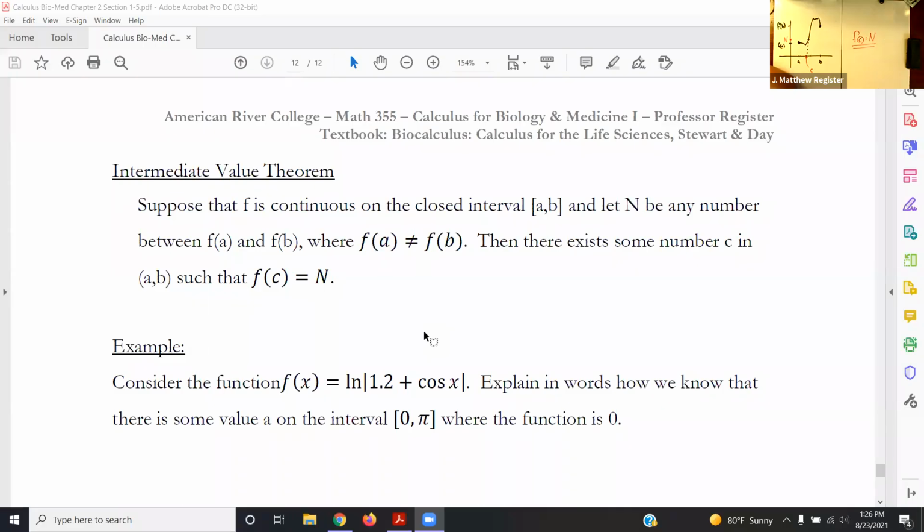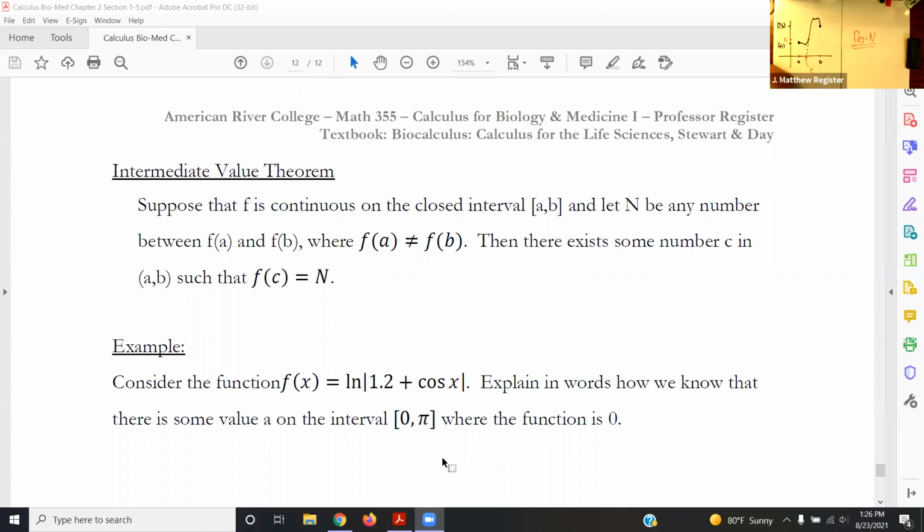And the reason I say we can't really ask many questions related to it is because the answer is always going to be the intermediate value theorem. Case in point, consider the function f of x equals the natural log of absolute value of 1.2 plus cosine of x. Explain in words how we know that there is some value a on the interval 0 to pi where the function is 0. And the 3-word answer is the intermediate value theorem. I guess that's 4 if you include the, but yeah.